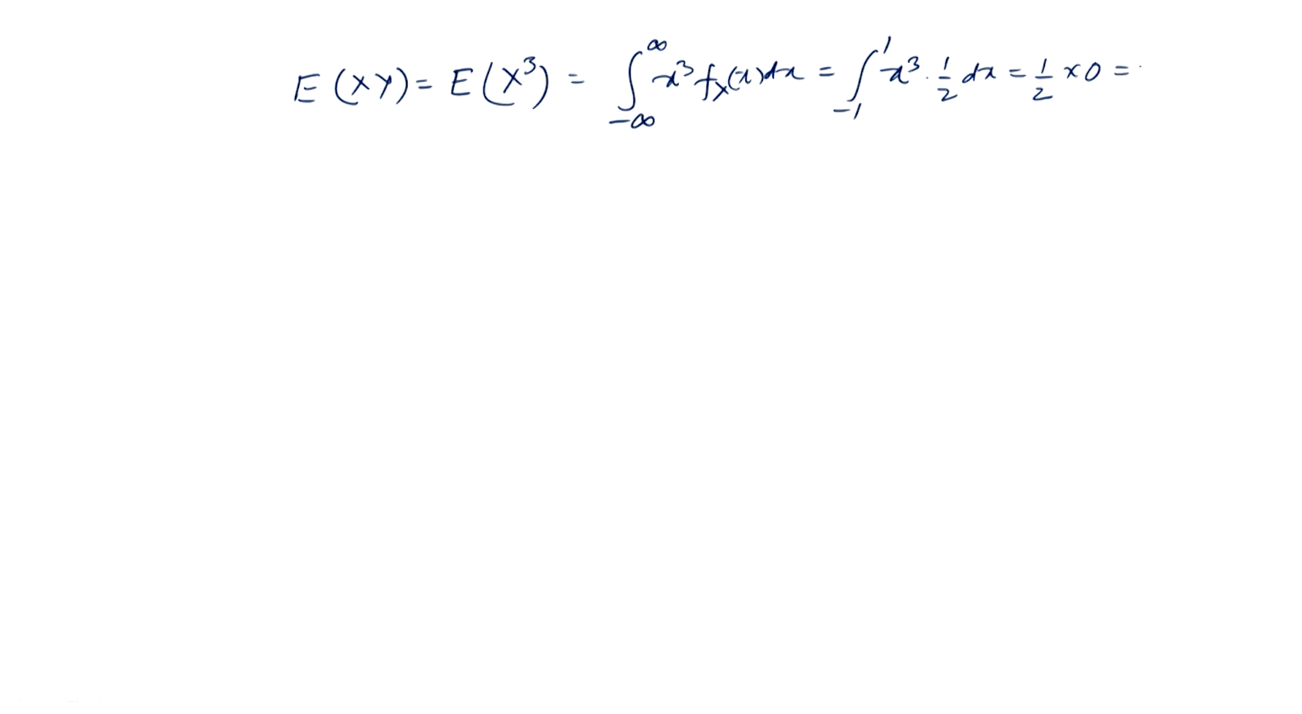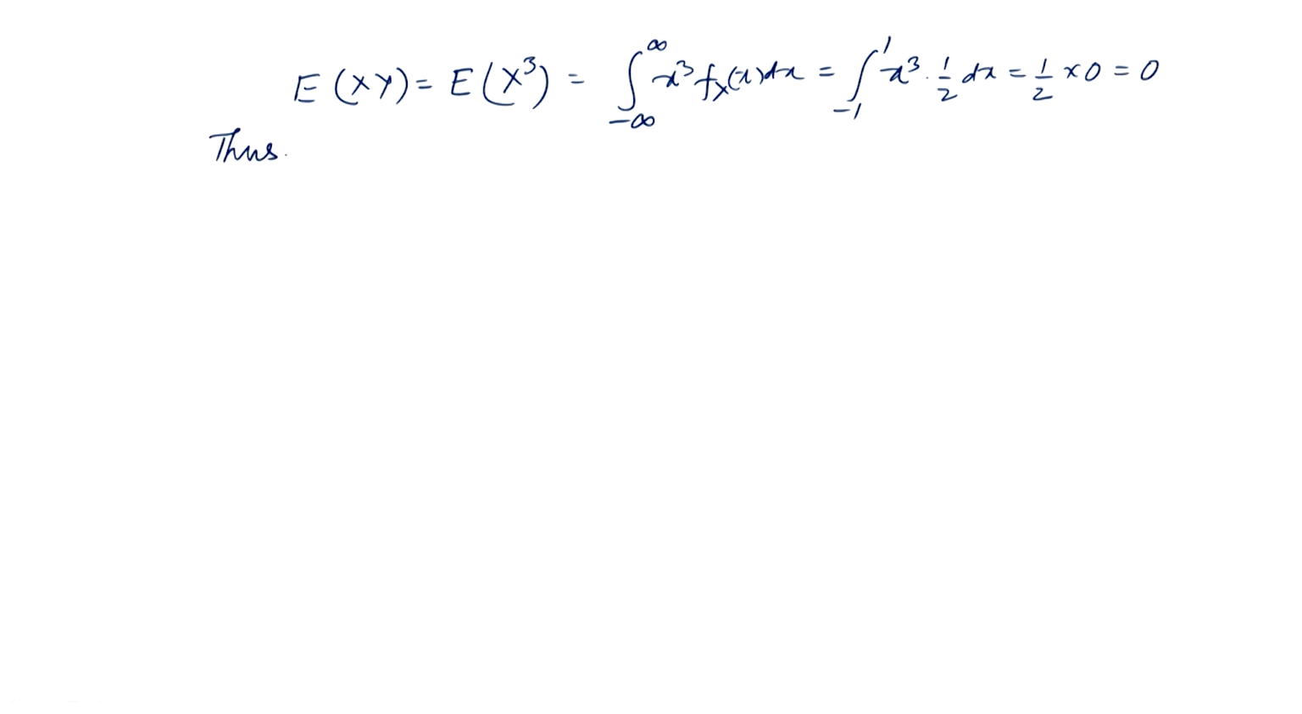Expected value of x y, where y is equal to x square, so we get expected value of x cube. So, integral over minus infinity to infinity x cube f x x dx. This is equal to integral over minus 1 to 1 x cube into half dx, and we get 1 by 2. x cube is an odd function of x. So, the value of the integral is 0 and we get E x y equal to 0.